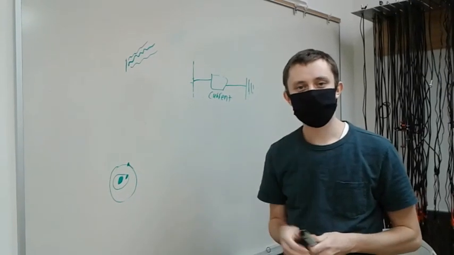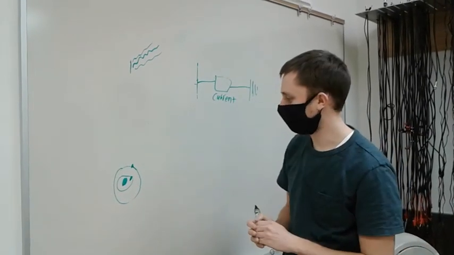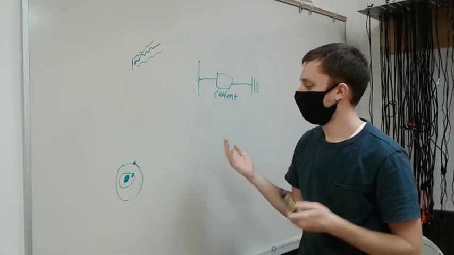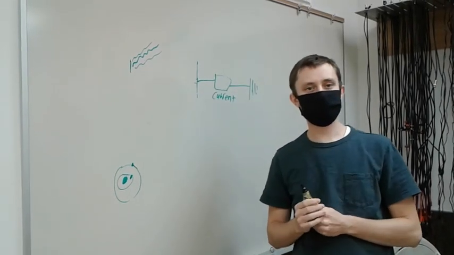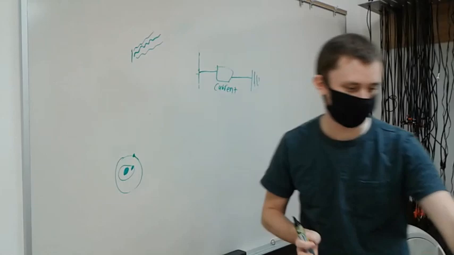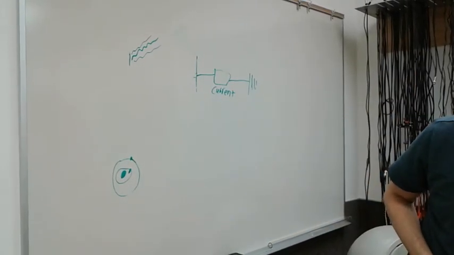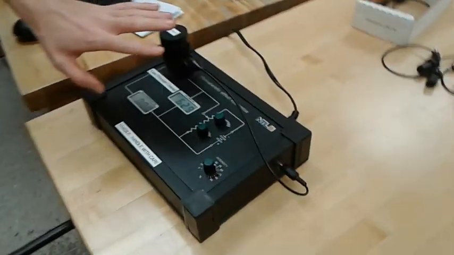Lab number 8, the photoelectric effect. For this lab, for part A, we want to make sure that you understand what's going on when the photoelectric effect happens. Down here is our box. This is our apparatus for the photoelectric effect.